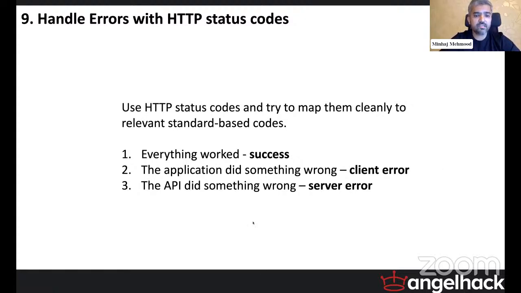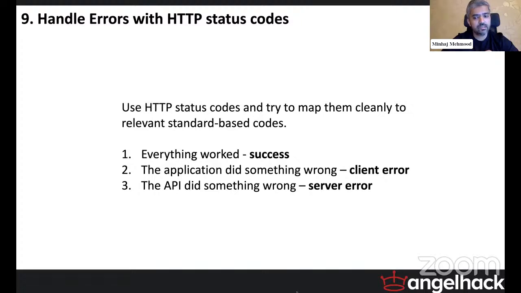My ninth tip is to use the HTTP status codes and try to map them cleanly to relevant standard-based codes. My endpoints usually provide three signals at the end: either everything works, or something goes wrong at the client end, for example, the client calls an API and misses some parameters the API is expecting, or something is wrong at the server level. So the API endpoint response boils down to these three situations: success, client error, or server error.